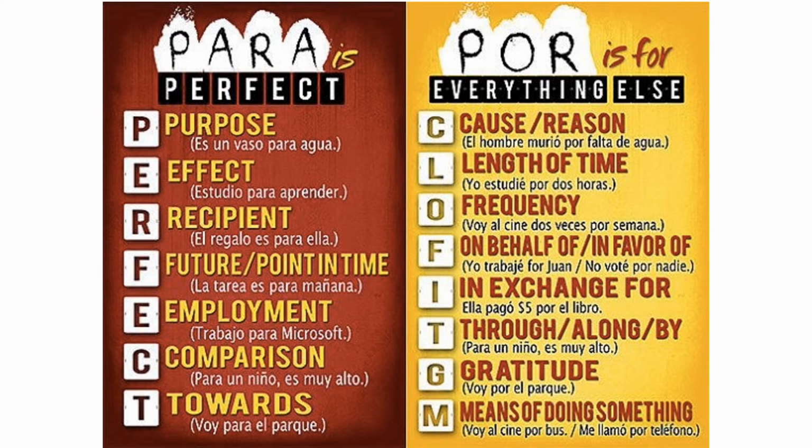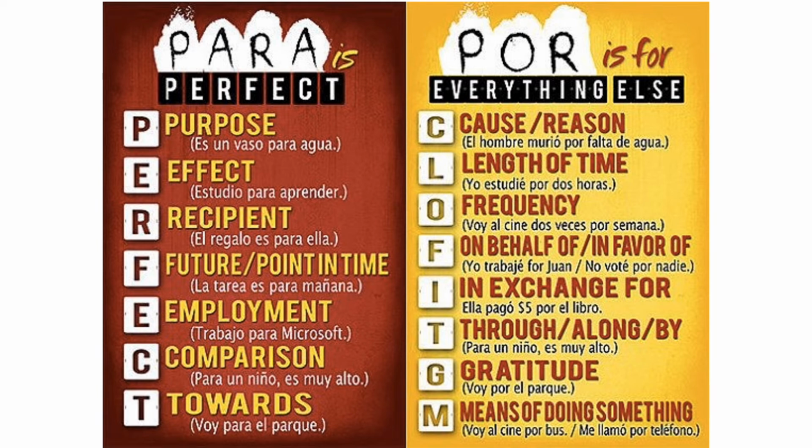If we look at the E in the mnemonic for para, it has the word effect, which is essentially what we were just talking about, still just in a different way. It's still that arrow headed towards the circle. It says, estudio para aprender. I study in order to learn. So me studying is the arrow, it's the action, and it's headed towards the circle, which is learning. What's the end goal? Learning. It's that arrow headed right towards the circle.